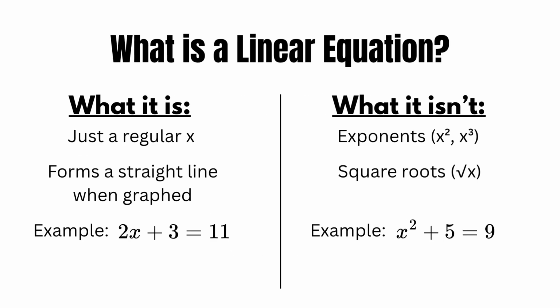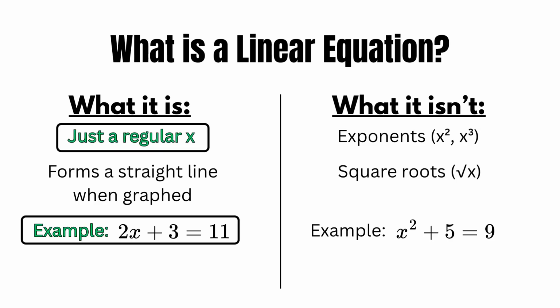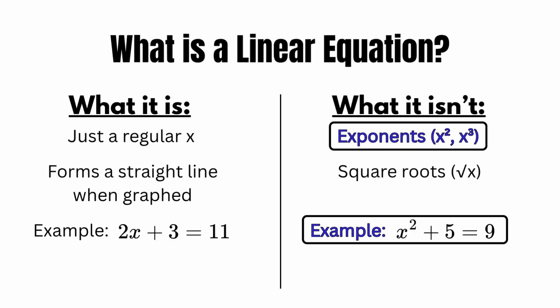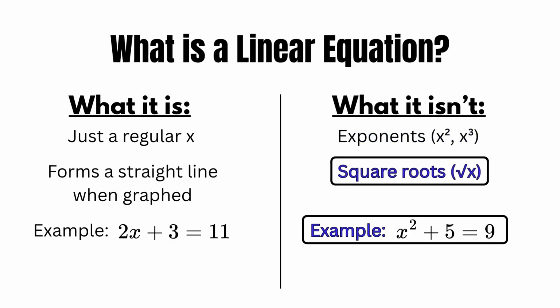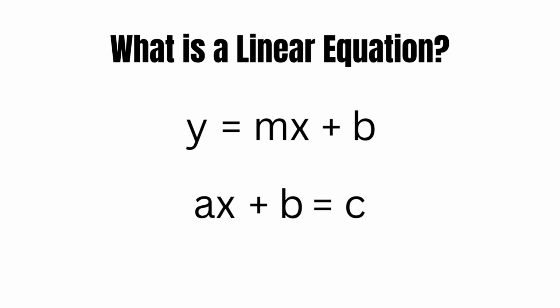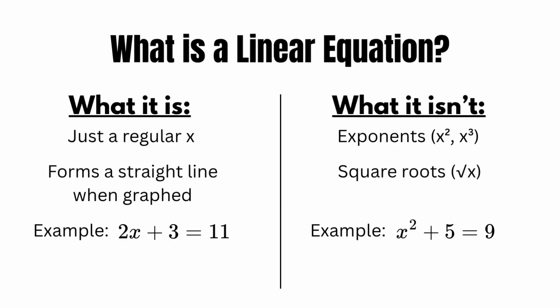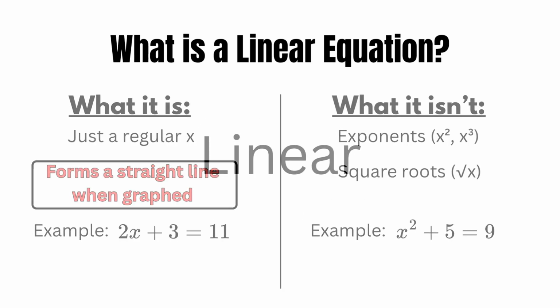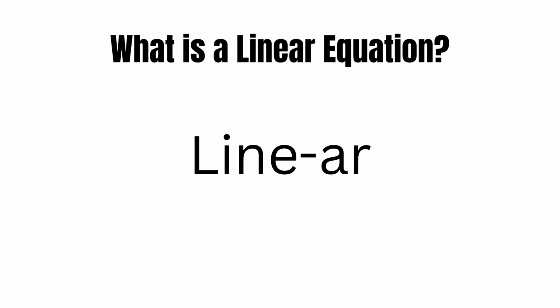First, let's review what a linear equation is. A linear equation is an equation with just a regular x. That means no exponents like x squared or x cubed and no square roots. You will often see linear equations written in slope-intercept form, y equals mx plus b, or simplified to a single variable like ax plus b equals c. When graphed on a coordinate plane, every linear equation produces a single straight line. That is why it is called a linear equation.